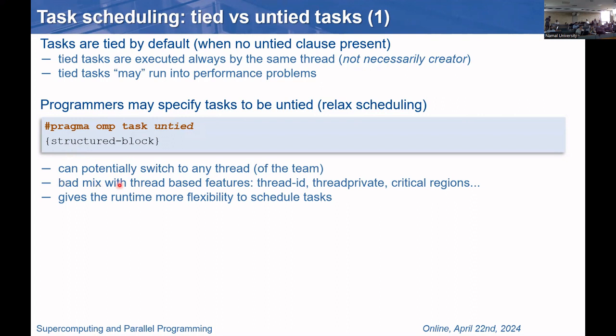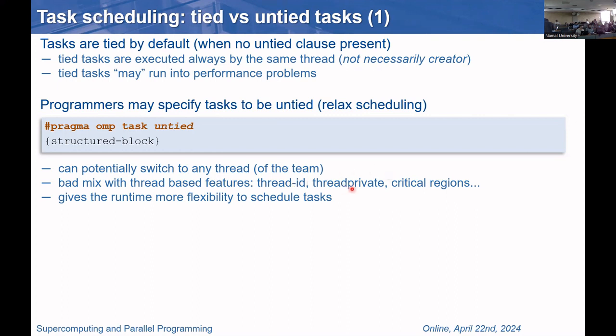But this doesn't mix well with what we call the thread-based features, like if the task gets the thread ID with omp_get_thread_num. I do myself equals omp_get_thread_num. And then the task goes to sleep and gets resumed in another thread. What happens? The thread number is no longer valid. My variable, myself, is wrong, indicating the wrong thread.